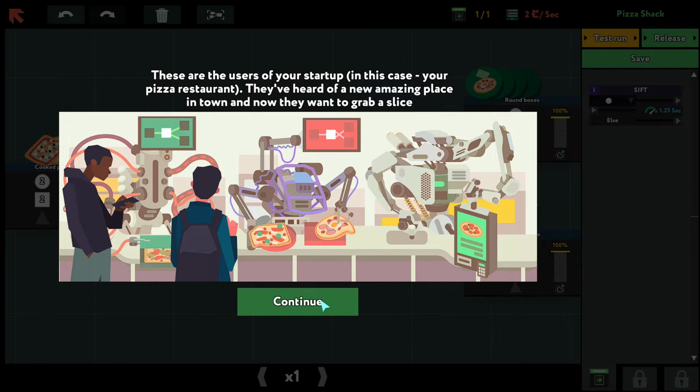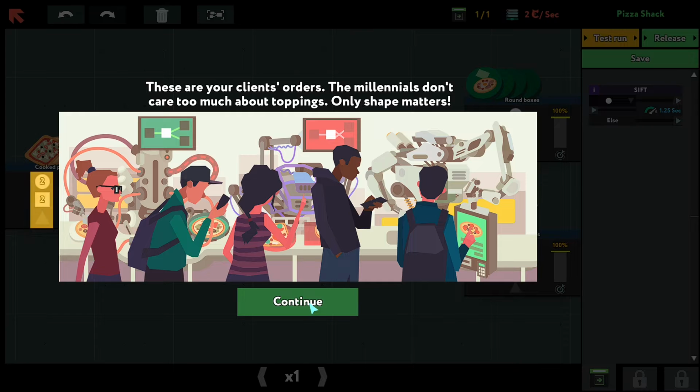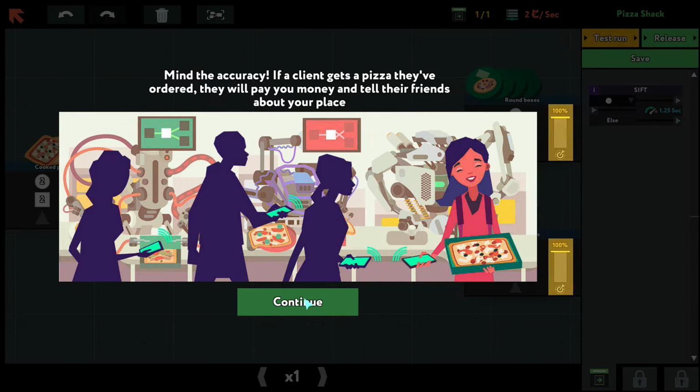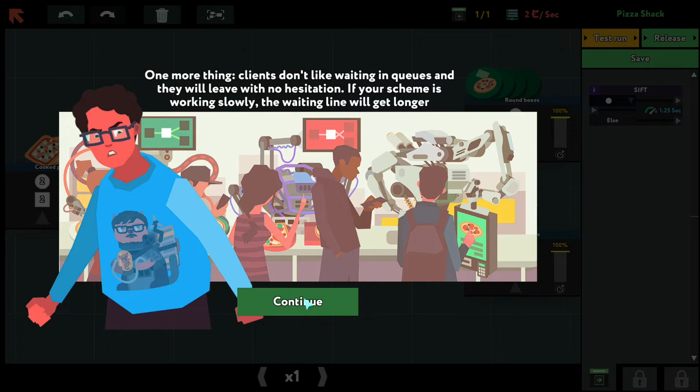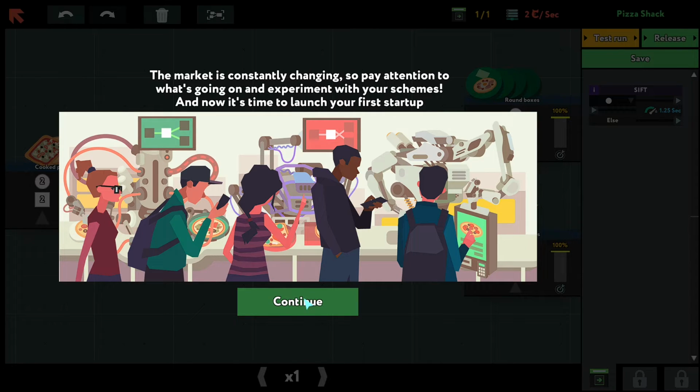These are the users of your startup. In this case, their pizza restaurant. They've heard of a new amazing place in town, now they want to grab a slice. These are your clients' orders. The millennials don't care too much about toppings, only shape matters. Mind the accuracy. If a client gets a pizza they've ordered, they will pay you money and tell their friends about your place. If a client doesn't get what they want, they refuse to pay and don't expect them to return with friends. Clients don't like waiting in queues and will leave with no hesitation. If your scheme is working slowly, the waiting line will get longer. The market is constantly changing, so pay attention to what's going on and experiment with your schemes. And now it's time to launch your first startup.